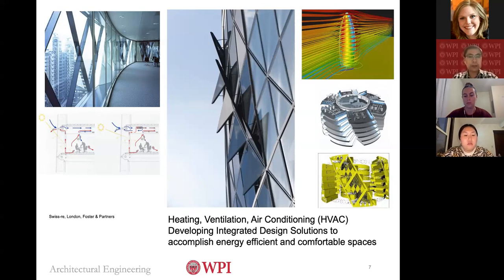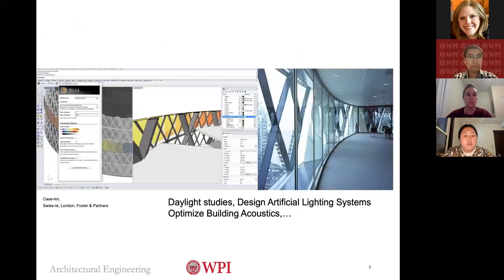As we know, COVID viruses can be transmitted through the air. So how can we make the building healthier by optimizing the HVAC system, like the air ventilation system, is one of the research topics and also design topics of this field.